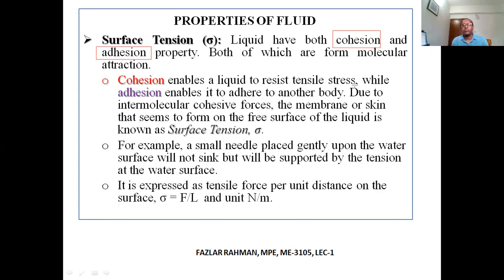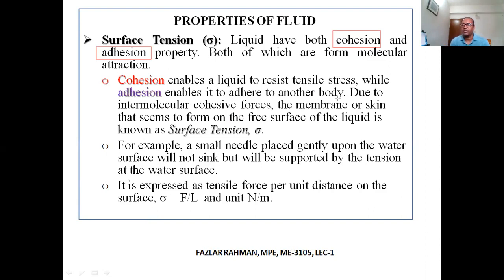Okay, so that is figured out. It says cohesion enables a liquid to resist tensile strength. Why tensile? Because if this is a paper and you put some load, it will bend. But this surface will feel a tension. So cohesion enables a liquid to resist tensile stress, while adhesion enables it to adhere to another body.